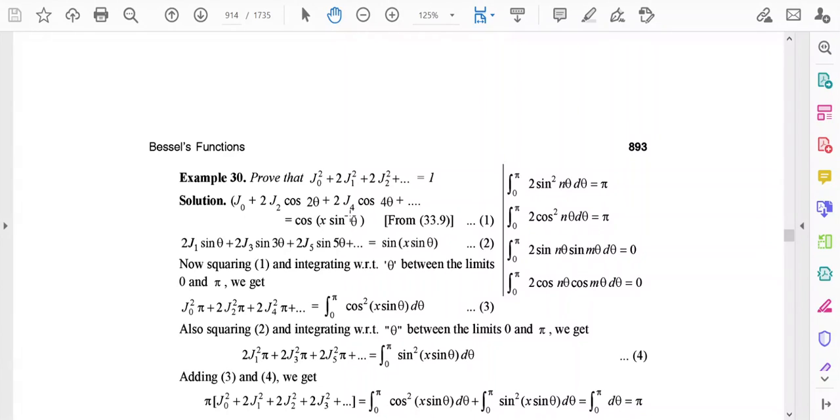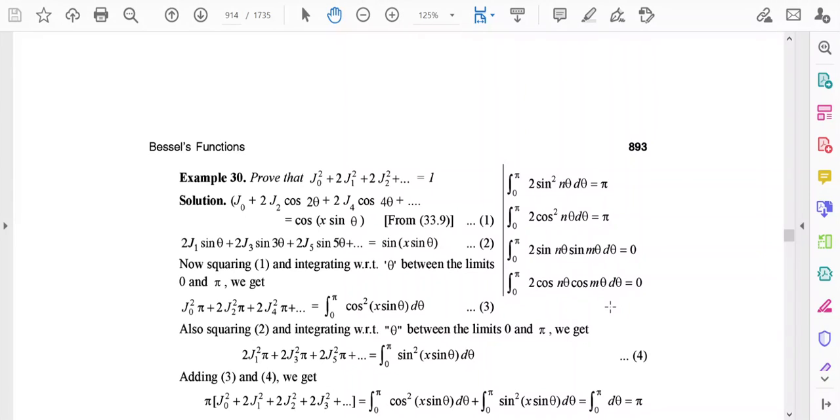Now we will use some results of the integration. For example, if you integrate from 0 to pi 2 sin square n theta d theta, the value of this integration is pi. Similarly, the integral from 0 to pi of 2 cos square n theta d theta is again pi. But if the integral from 0 to pi is 2 sin n theta sin m theta d theta for any values of m and n, that will be 0. Similarly, for 2 cos n theta cos m theta d theta from 0 to pi, that is also 0.